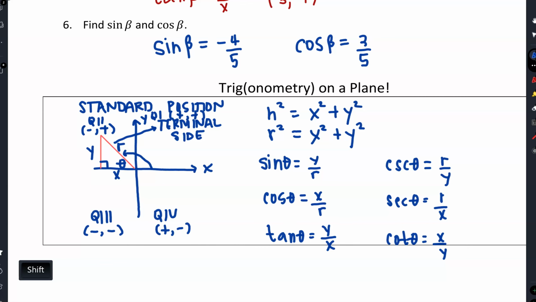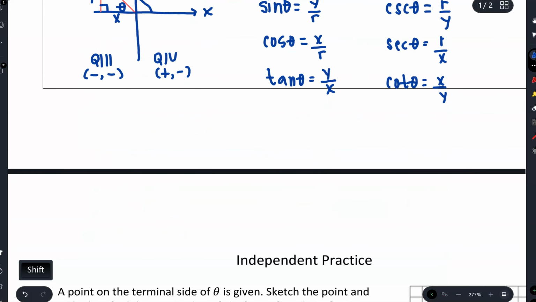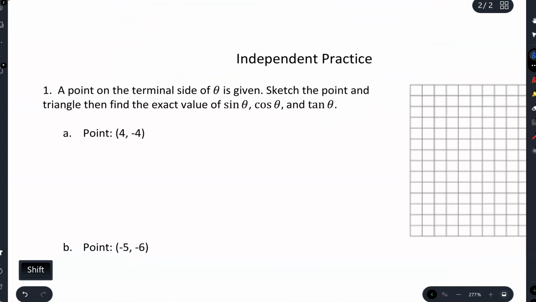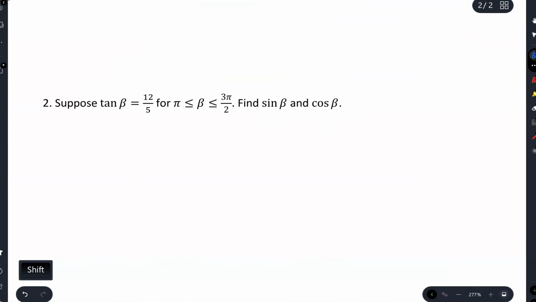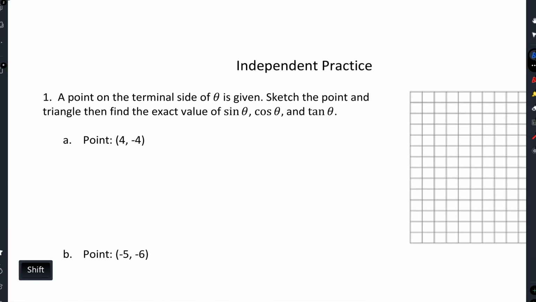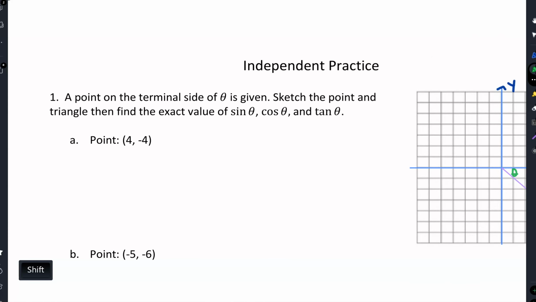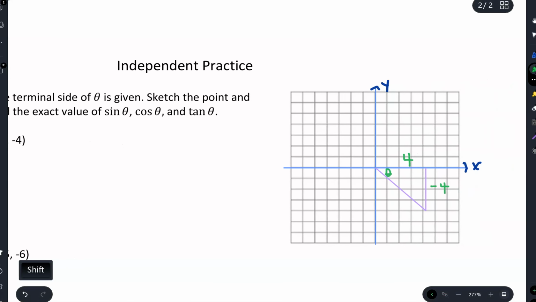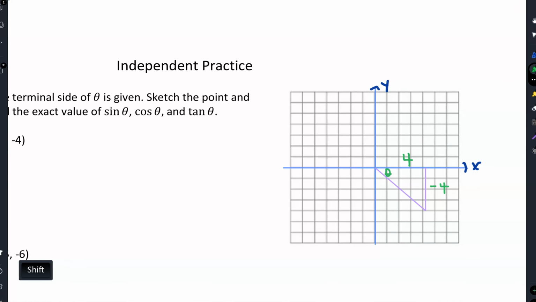All right, so take a second and try to do this independent practice. Okay. So just take a second and work those two. All right, so I'm going to go ahead and just do the A1 with you and then let you finish the other 3. And then that's what you'll upload these notes for me for attendance.